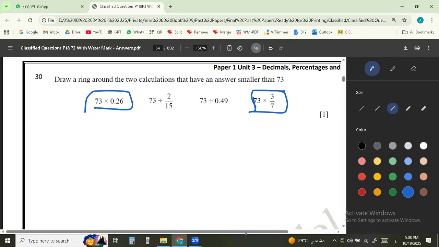While if you're dividing by smaller than 1, this is a proper fraction, which is smaller than 1, and this is also smaller than 1. Yeah, Sir, division here is the one that gives us a smaller answer. Yes, unless you are dividing by smaller than 1, the answer will be bigger. So division here will give you bigger than 73. Division here will give you bigger than 73.